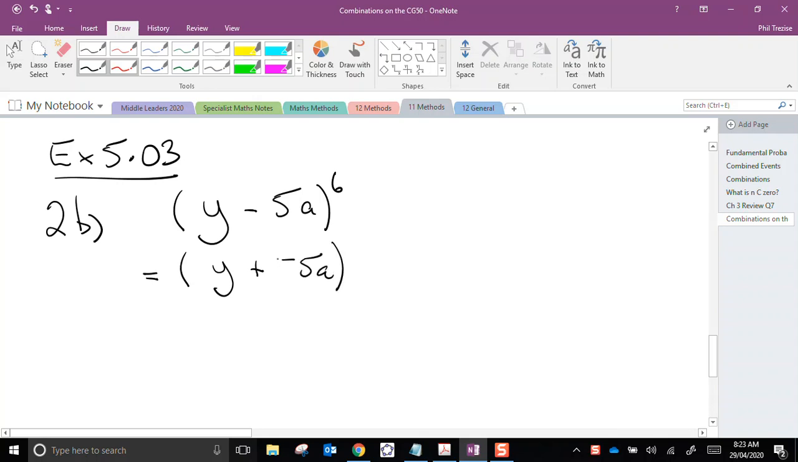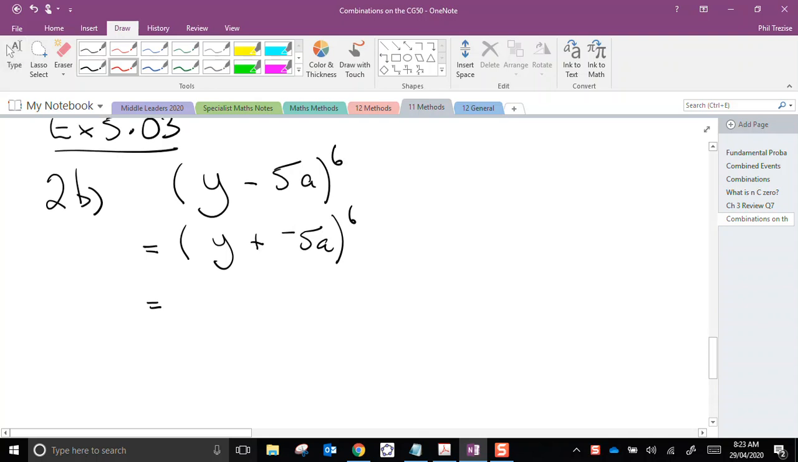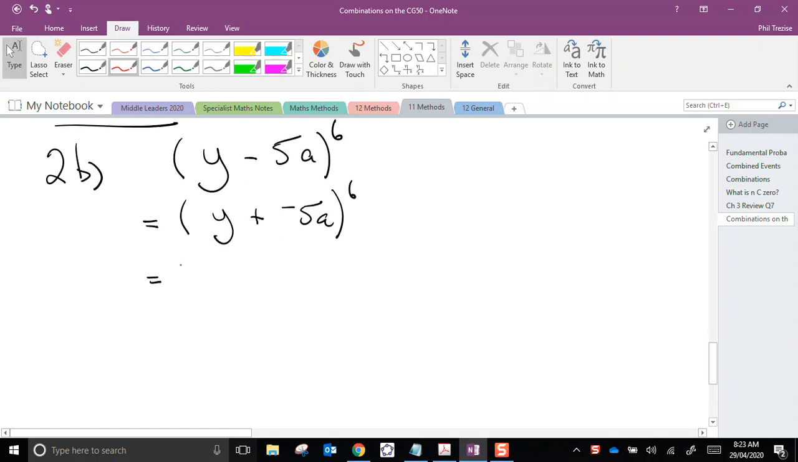So it's very clear in my mind that the second part of this binomial term is negative 5a to the power of 6. Now, here we go. The pattern goes that the coefficient is 6c0 for the first one. Then it's our first term, y, raised to the power of 6, and our second term, negative 5a, raised to the power of 0. So it's very important that the powers add to the number here. So 6 plus nothing is 6.